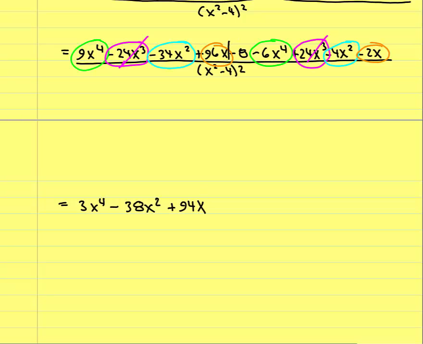And then of course at the very end here I'm left with the minus 8. And that's all over x squared minus 4 quantity squared. Now there's no reason to expand the denominator. I want to leave it in factored form.